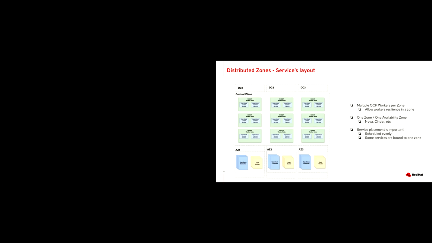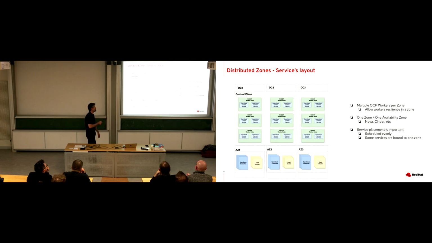What else? The service placement is important, right? We have some services like the APIs that are common to the environment, right? The API serves all types of requests. Like Nova API is global to the cluster, so we want the Nova API services to be spread across the zones, right? One Nova API here, and one here.